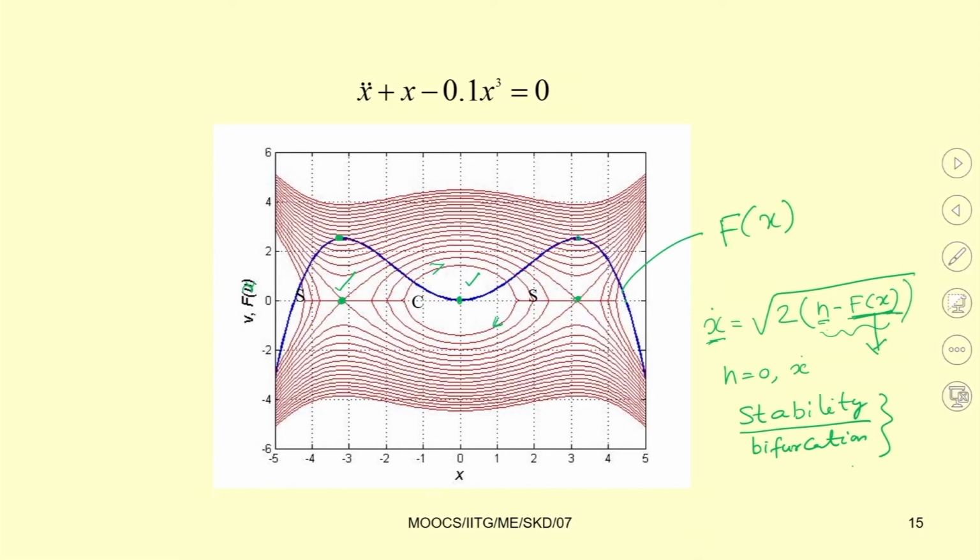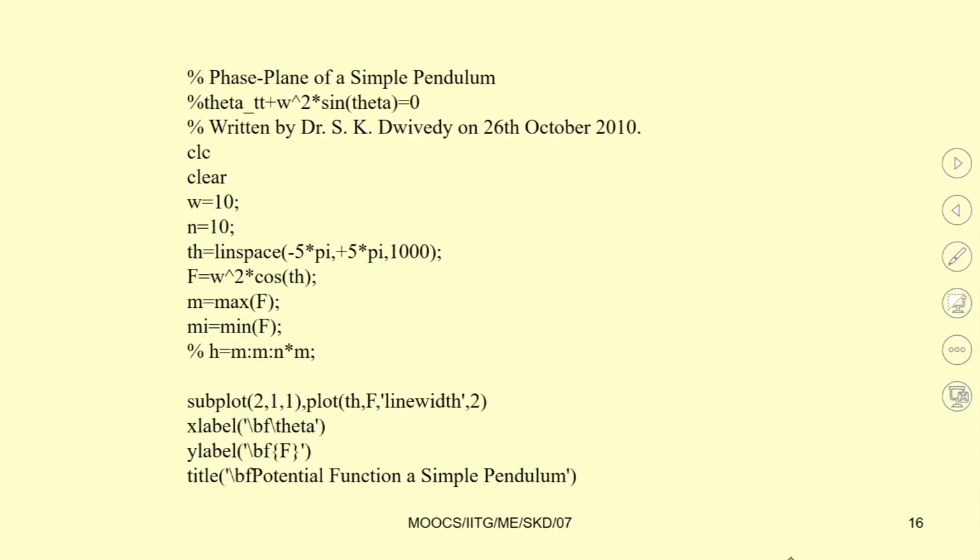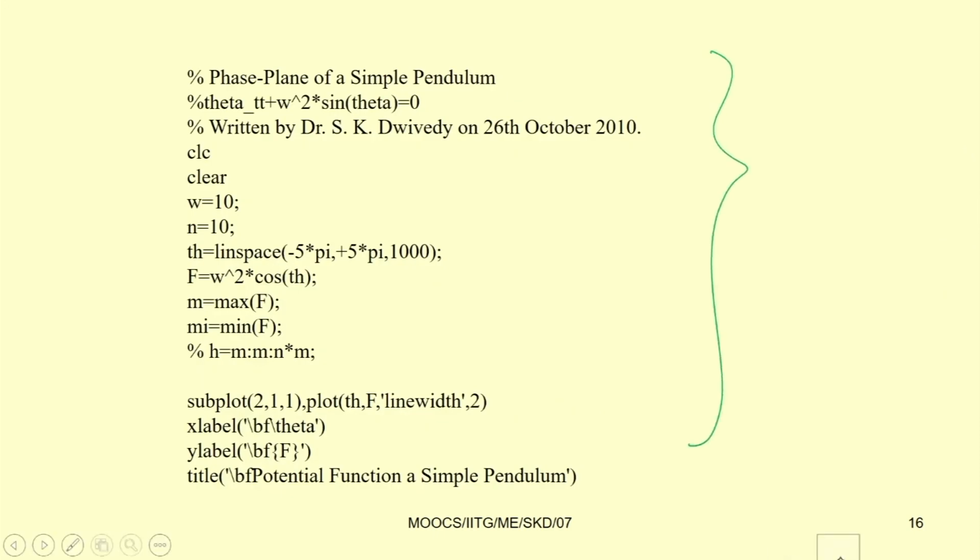But for the time being you should know how to plot x versus velocity; its interpretation we will see in another class. When we know exactly what we mean by bifurcation and stability, it will be easier for you to understand this problem. You can write a simple MATLAB code to plot that curve.